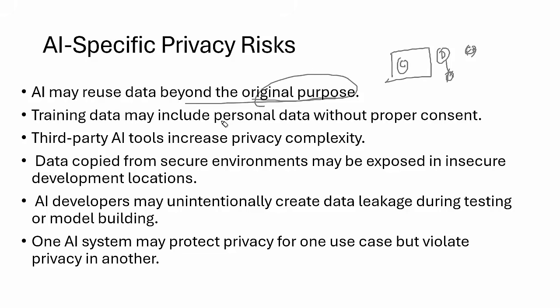Second, the training data may include personal data used without proper consent. That's the biggest concern. Or we have given a third-party AI tool PII data to train on, or data was copied from a secure environment and may be exposed in an insecure environment. That's why we say your production environment should be separate from the test environment. Or an AI developer unintentionally discloses sensitive information. That is a concern.